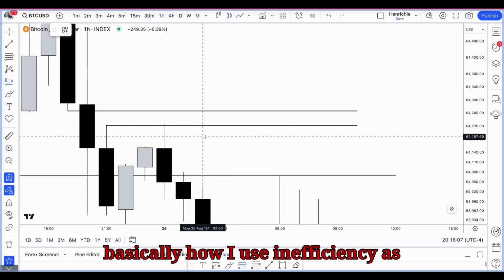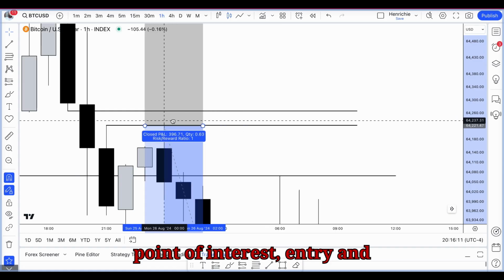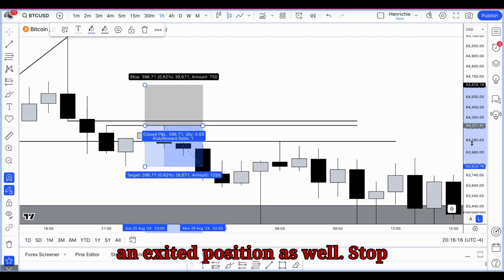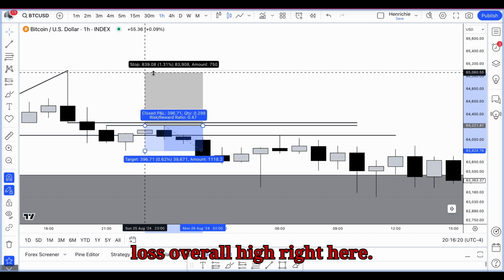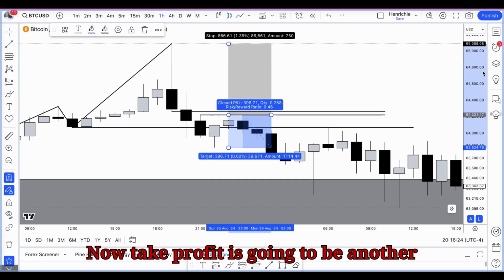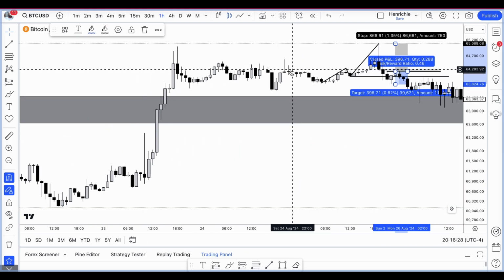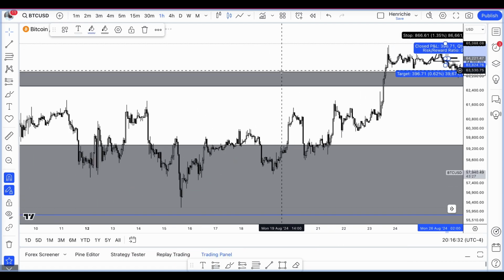So this is basically how I use inefficiency as point of interest, entry, and also exit position. I'm going to show you an exit position as well. Stop loss, overall high right here. Now, take profit is going to be another inefficiency as well. So take profit, another inefficiency.